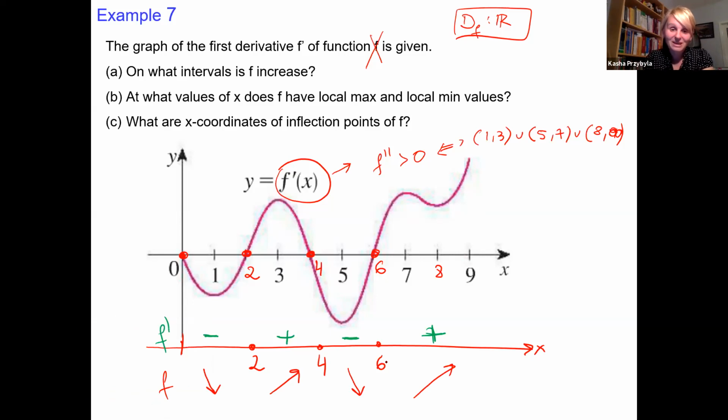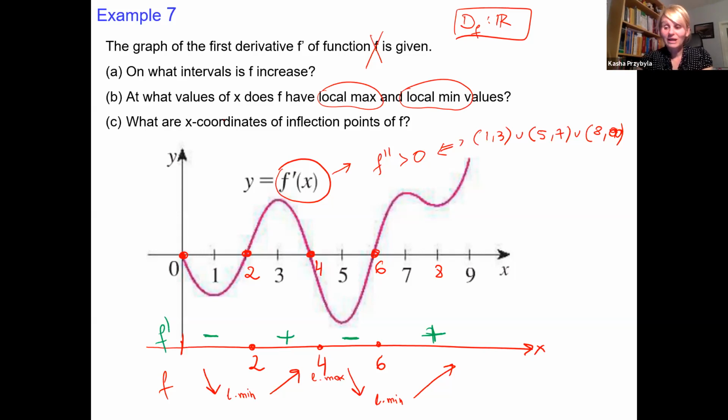Can you tell me where the function has a local maximum and local minimum value? At which x points? Can you see my arrows? Local minimum at 2, really good. And local minimum also at 6. And what about 4? At 4, the function will attain local maximum. Thank you. We can see this.